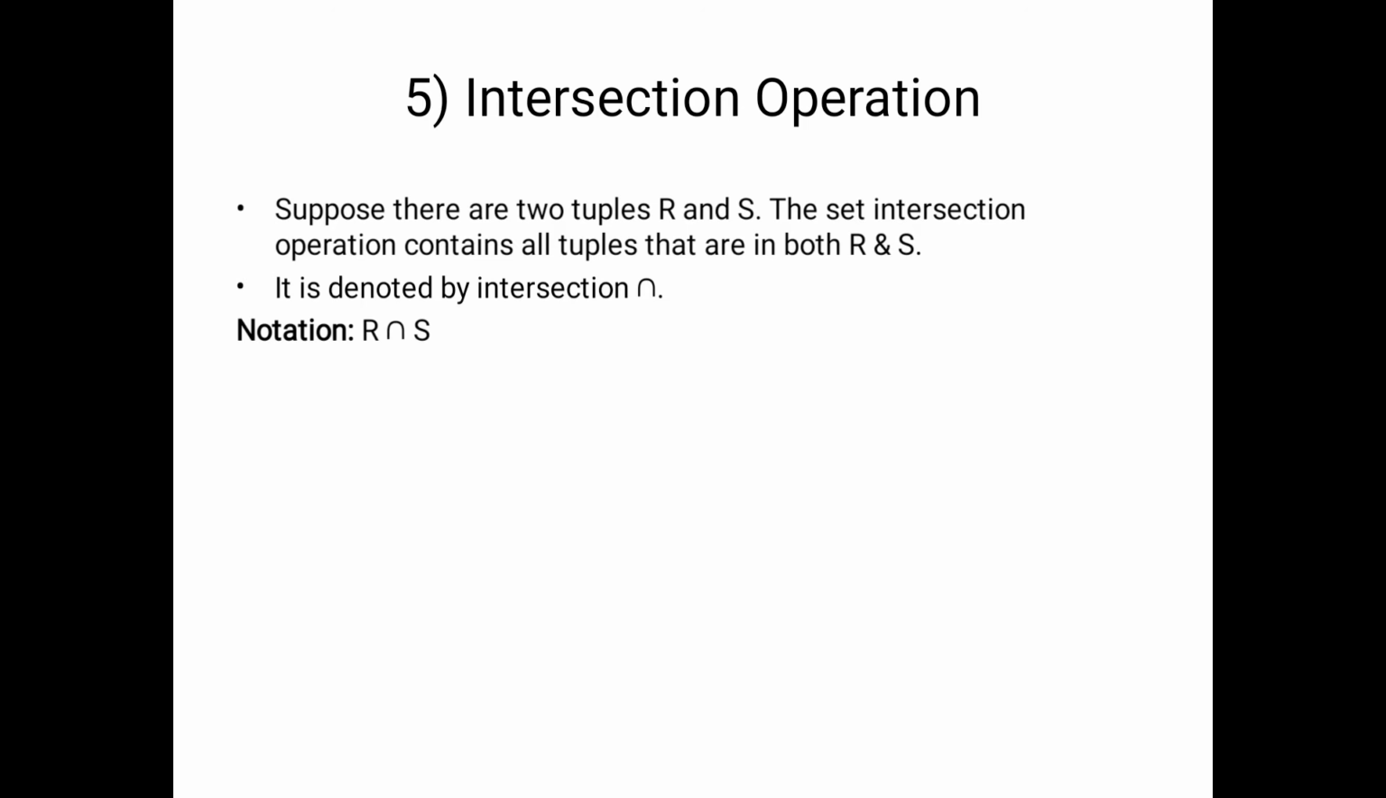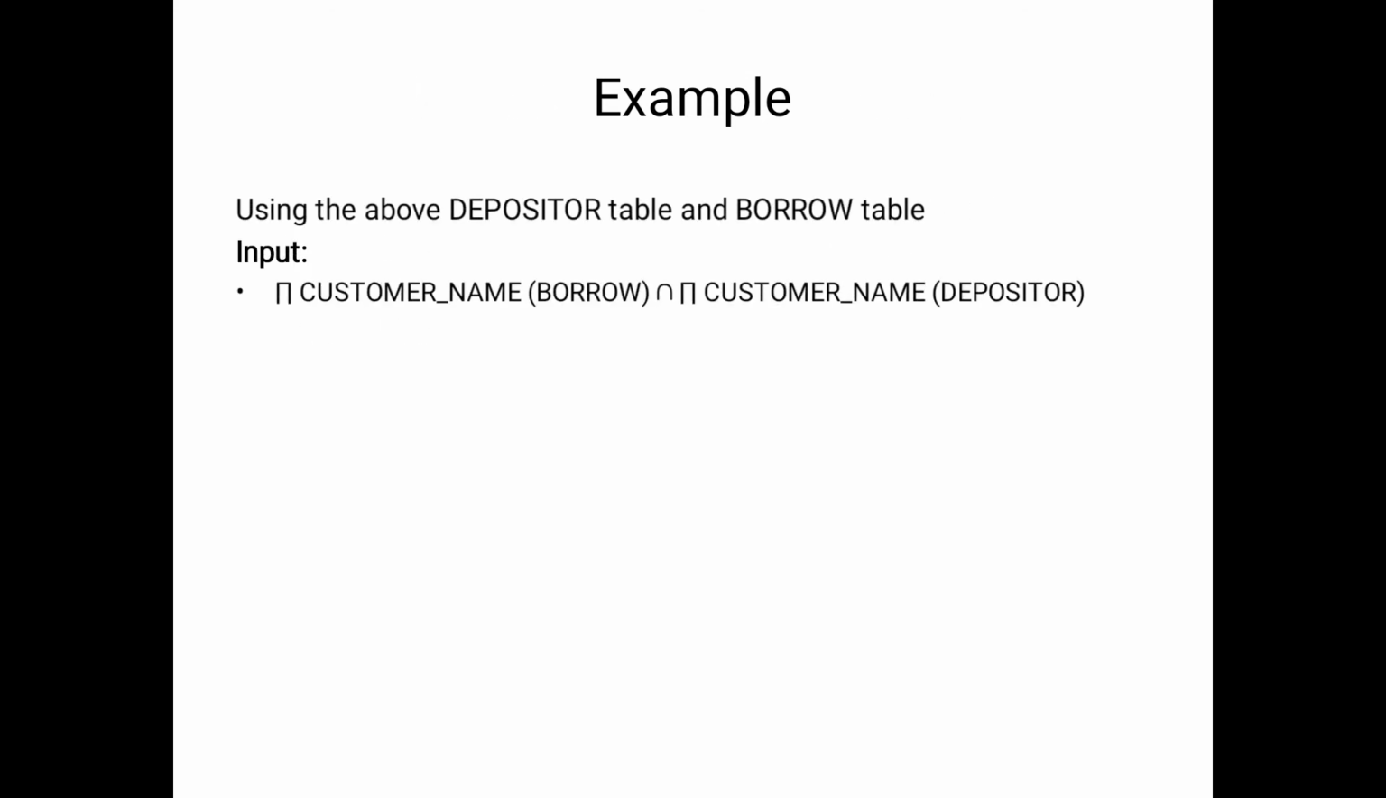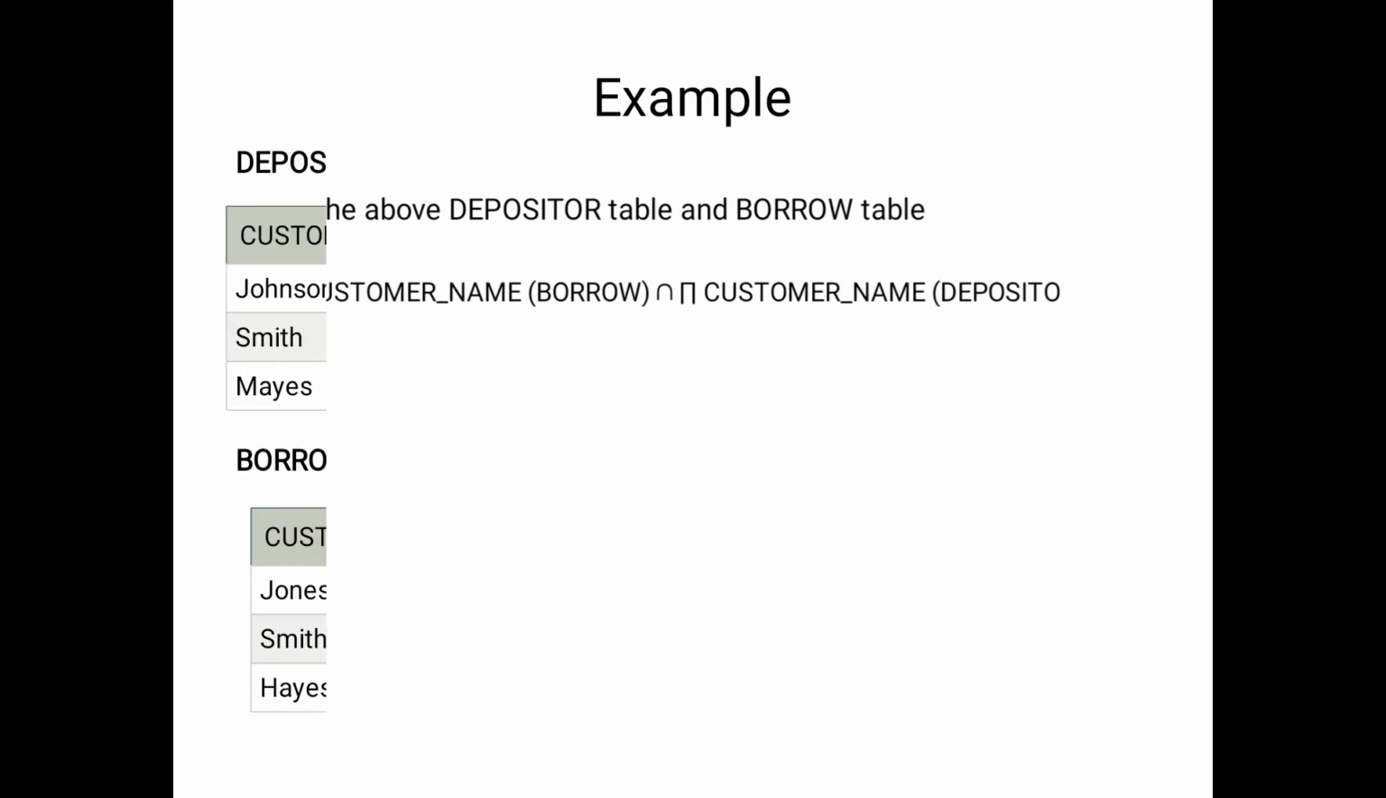Okay, so the syntax is R intersection S. Now we will consider the above example, that is depositor and borrow. Here we will consider the customer name from the borrow table and customer name from the depositor table. Here we will apply the intersection on both tables. Once I will open the example.